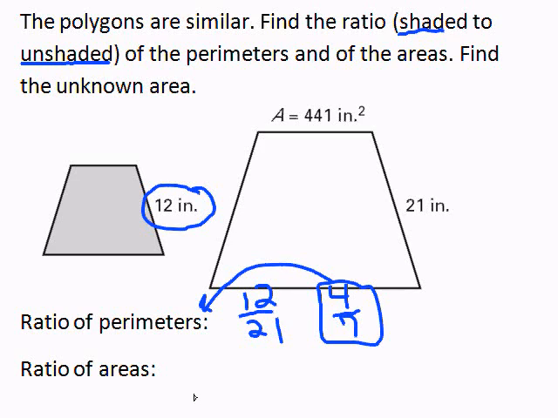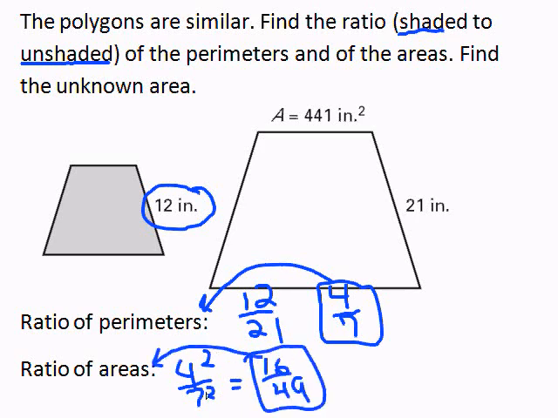Now the ratio of the areas is going to be 4 squared over 7 squared, which is 16 over 49. Now that's the ratio of the areas. The last thing it asks us to do is to find the unknown area. So we're going to be looking for this area right here.